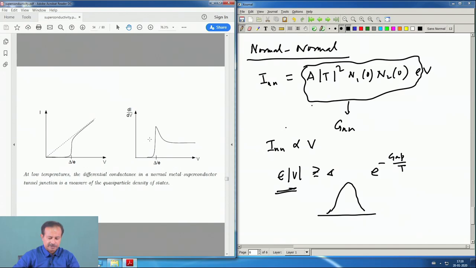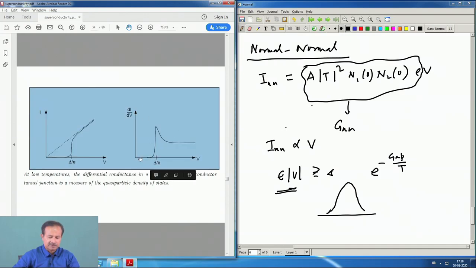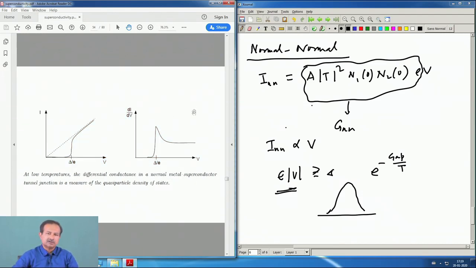So this is a simplified picture, and dI/dV basically follows the density of states on this side as a function of V, and this is actually true. This tunneling experiment is a very important experiment, looking at the differential conductance to directly look at the density of states. It is a major experiment that one does in superconductivity.